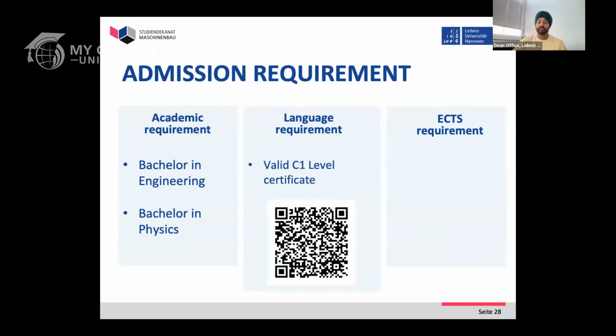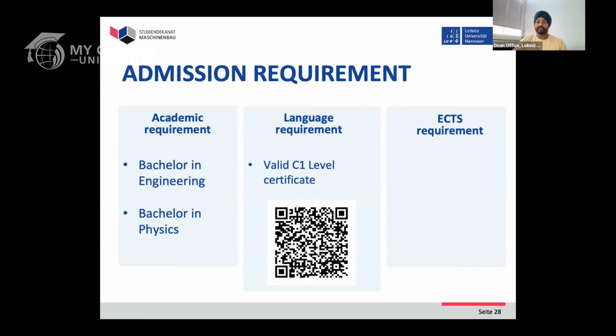Moving to the language, we always ask for a valid C1 level certificate. Here is a QR code. When you scan this, you will be directed to a web page with the list of all accepted C1 level certificates for English and also for German. One thing to note is we do not accept medium of instruction certificates. Even if you did your bachelor in English, we never accept that certificate, because there are some universities which accept it, but we really keep it tight when it comes to the quality of our program.